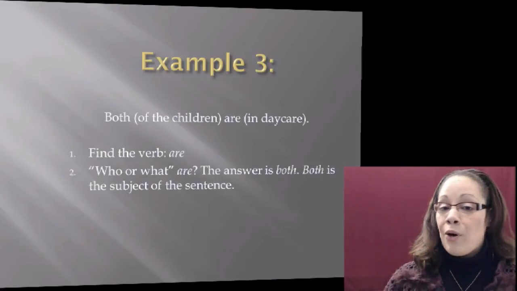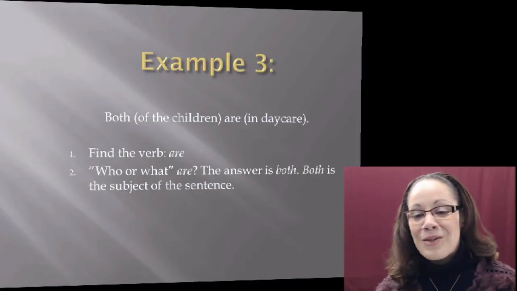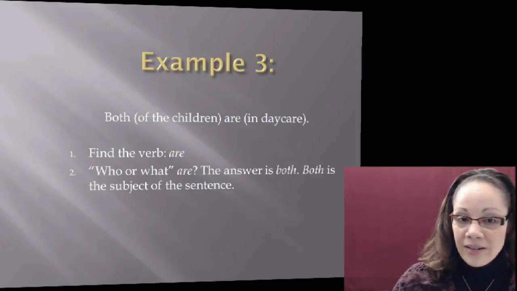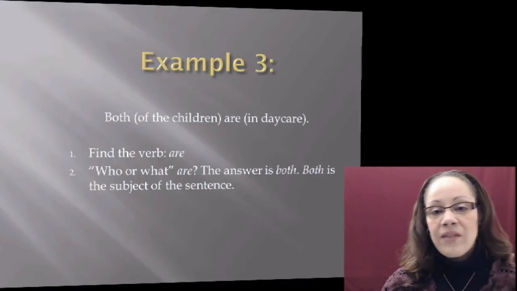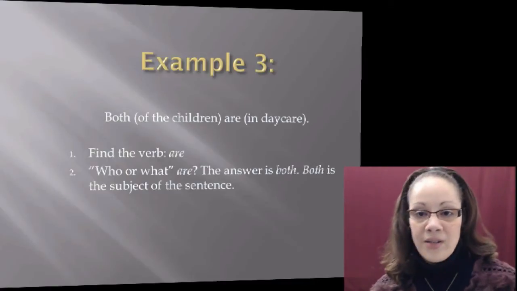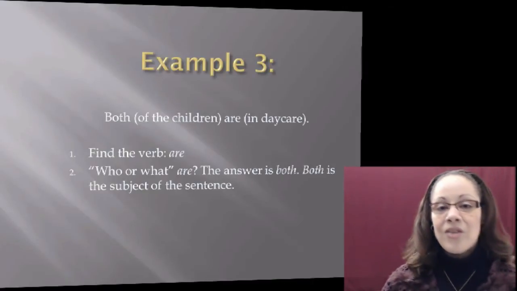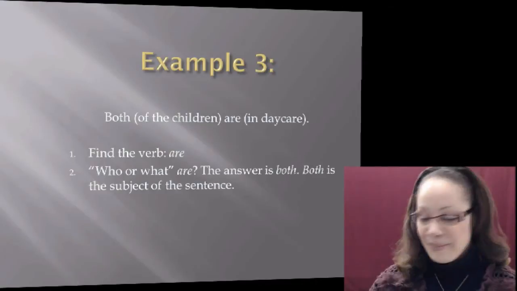So we're left with both are. So I made it very easy for you with this one, so we only have two words to choose from for our verb. Are is our verb. So now we have to ask who or what are to find the subject. In this case, the answer is both. So both is our subject of our sentence.